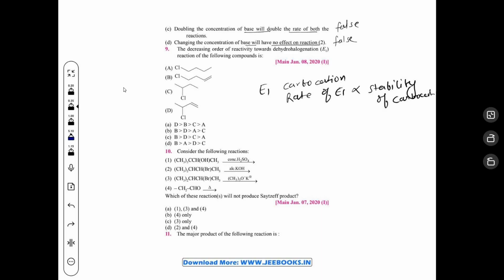So this will give you a primary carbocation. And if you see here in case of B, after breaking this bond, the positive charge will come here, and then this hydride shift will bring the positive charge at the allylic position, and these allylic carbocations are more stable due to the conjugation of these pi electrons, and allylic carbocations are more stable than secondary carbocation.